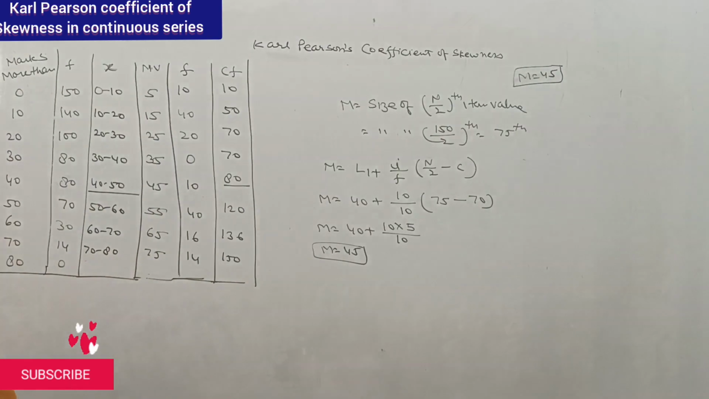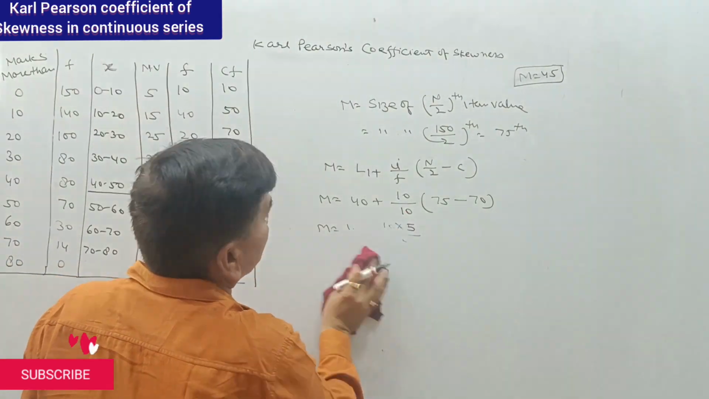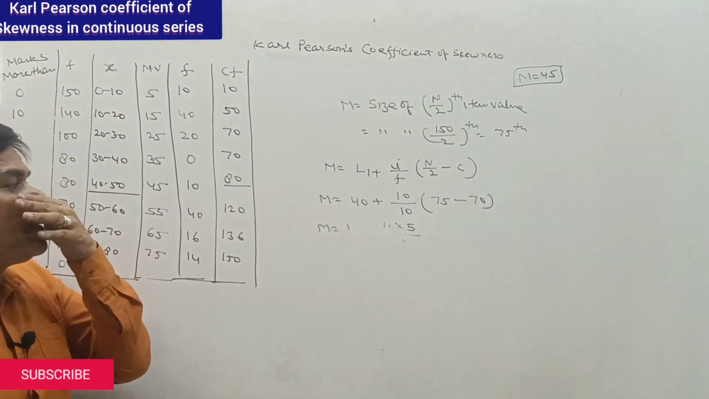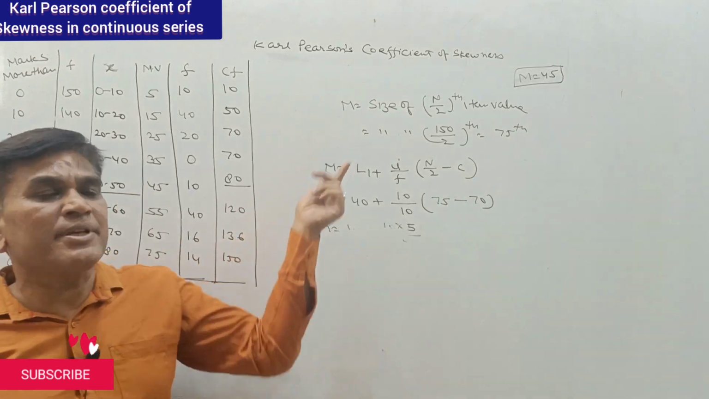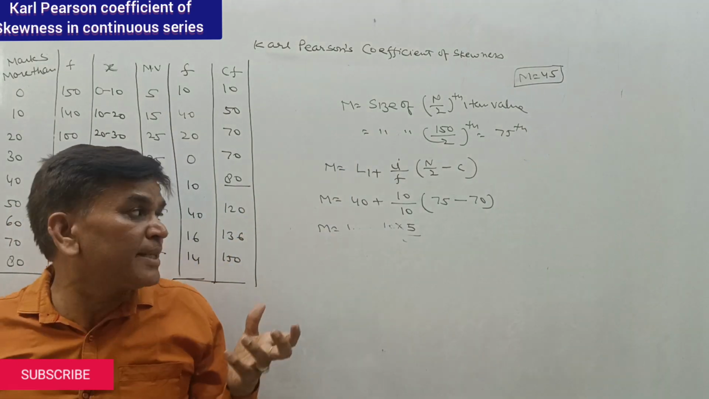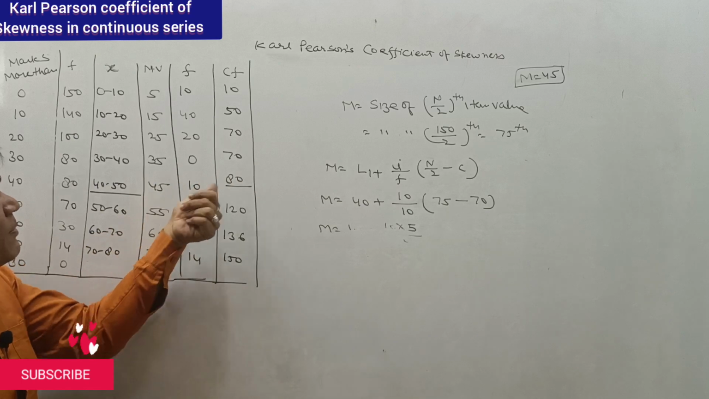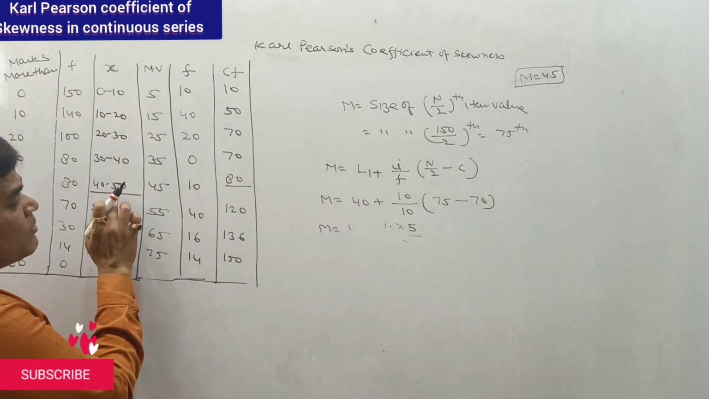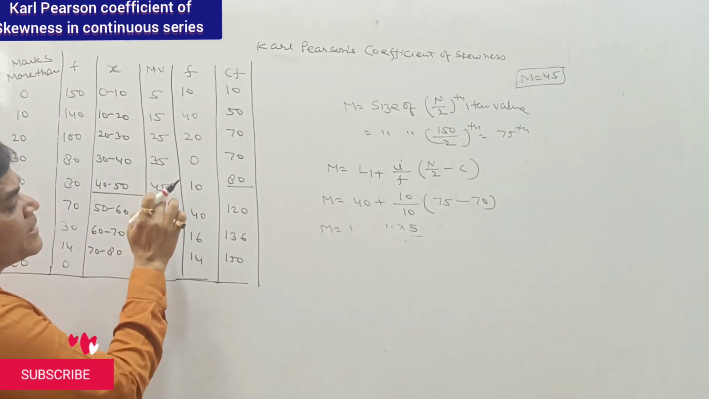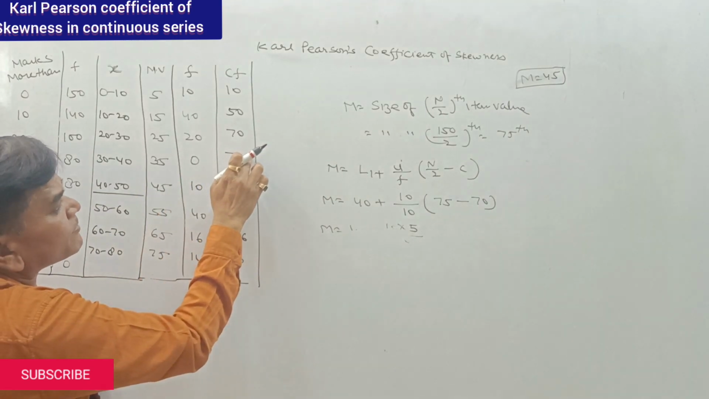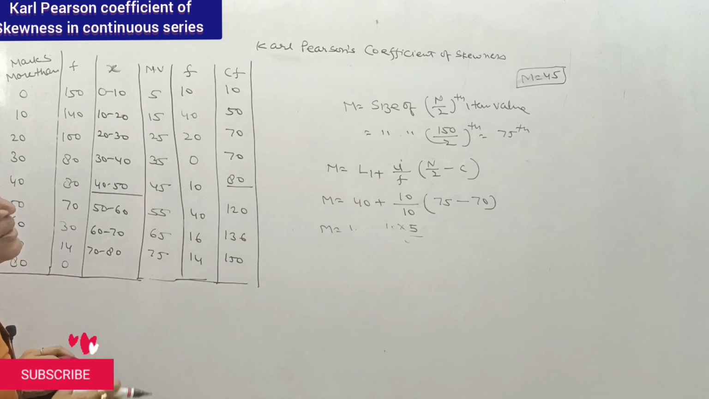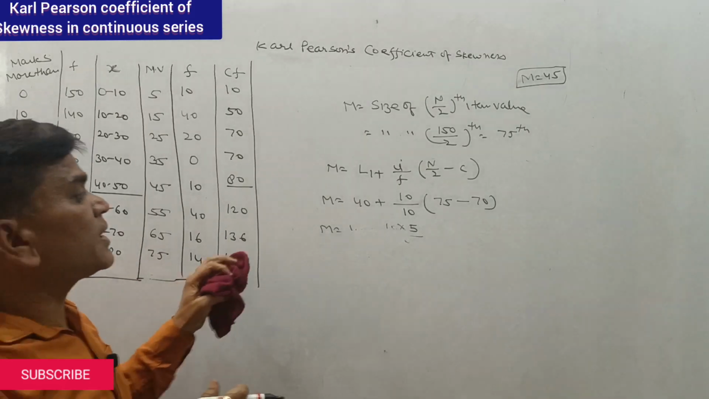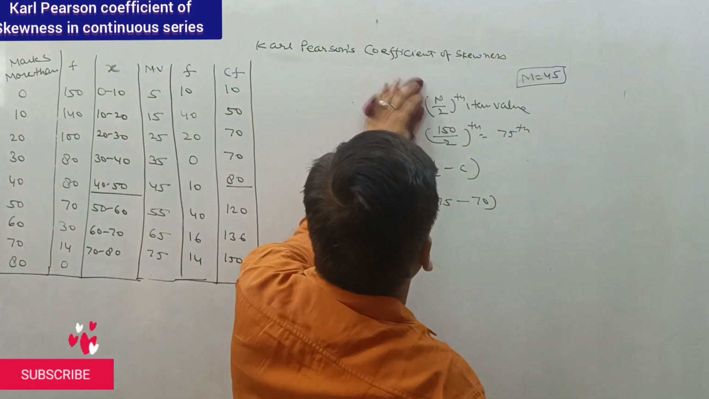Again we calculate the median very easily. First we have the size of n by 2 item, taking the size 75 lies in CF. First we will say this is the median group, this will be the frequency and this will be the pre-cumulative frequency. So with the help of this you can calculate the median value.